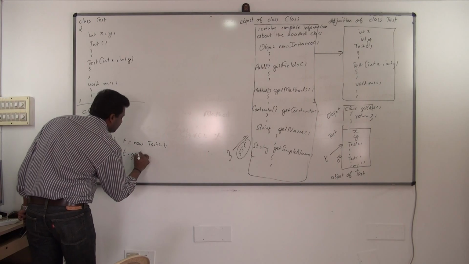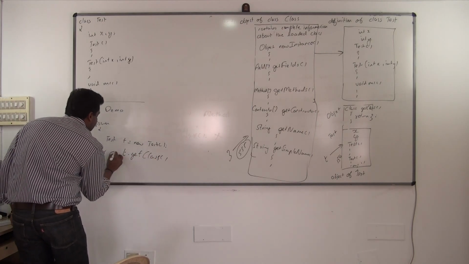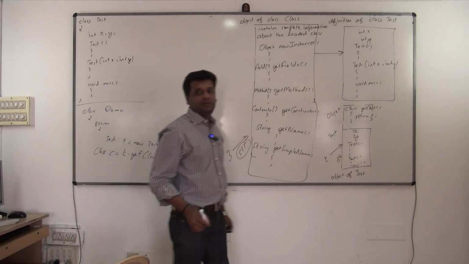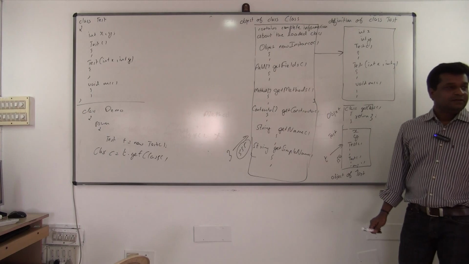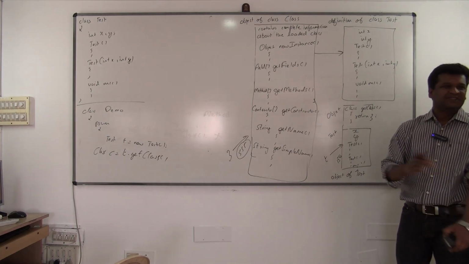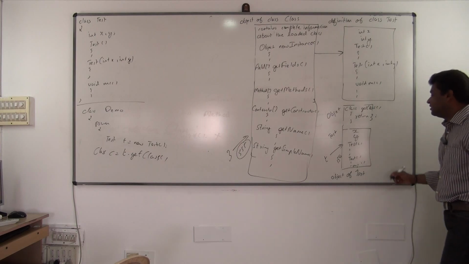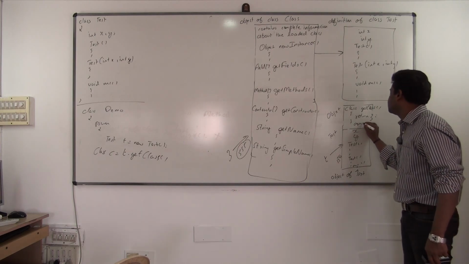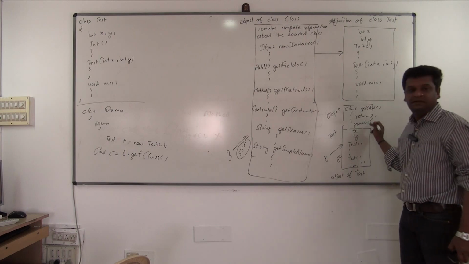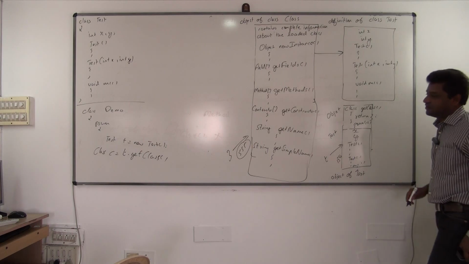So the return type of this is Class, and my C will be referring to it. Understood? This is internally how it works. You don't worry about all this, but you'll get the reference now. Apart from that, you can call other methods, like the equals method. You can call T dot equals, T dot hash code, all those methods. So this is how the T object gets created.